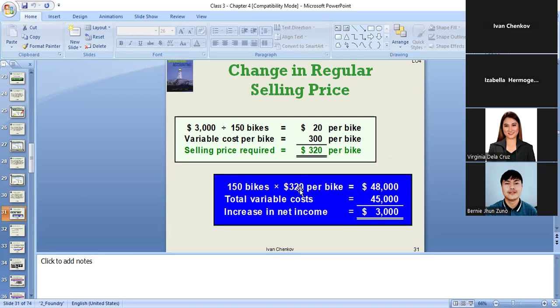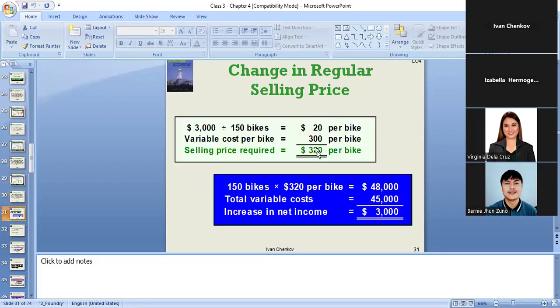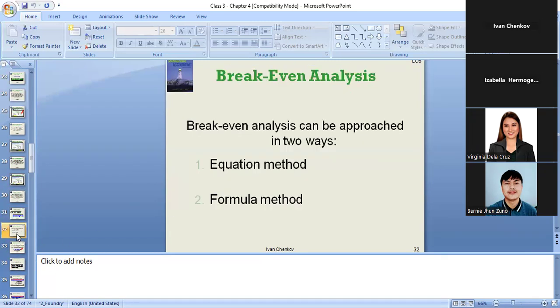The other option that we have is, since we want $3,000 in total for 150 bikes, that means we want to generate $20 per bike. Our variable cost is 300, so that means we have to sell the bike for $320. That's another way to come up with the same number.